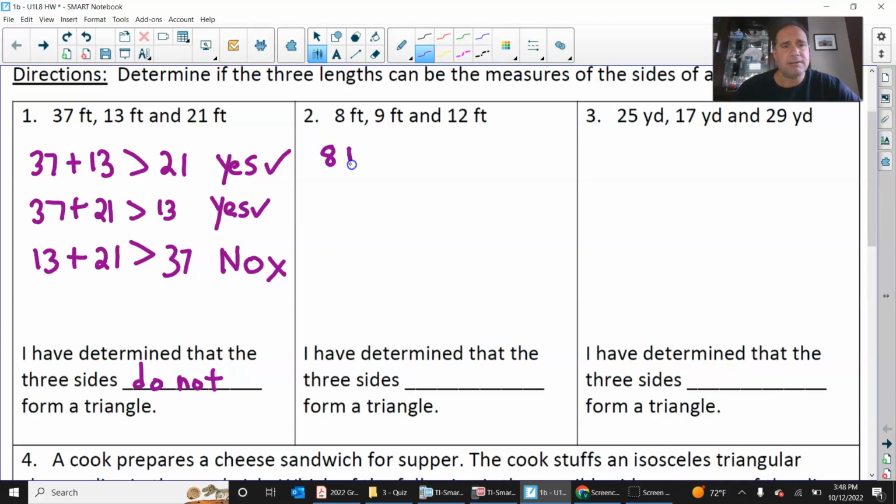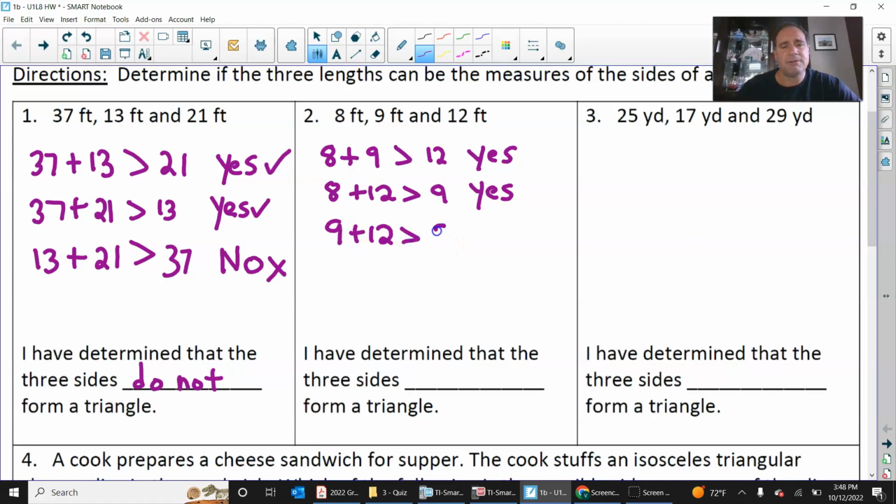We have 8 plus 9, and those 2 sides must be greater than 12. It is. They are. So we have 8 plus 12 now. I'm going from the first to the third at this point right there. It has to be greater than 9. And the sum of those sides are greater than 9. Now I'm going to skip to the second, which is 9 plus 12. 9 plus 12 has to be greater than the other side that I didn't use, and it is yes. So I've determined that the 3 sides do form a triangle.